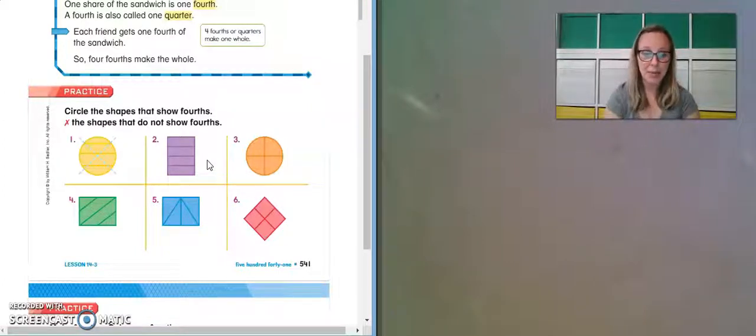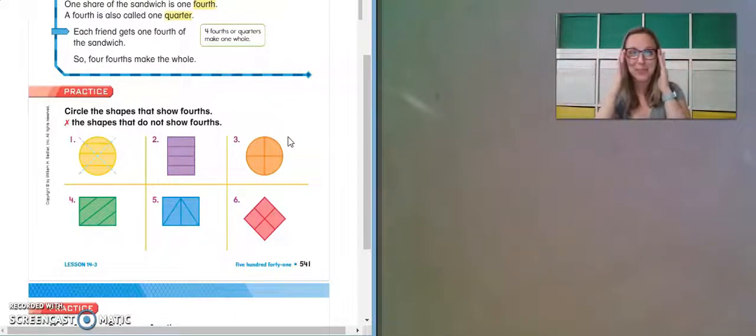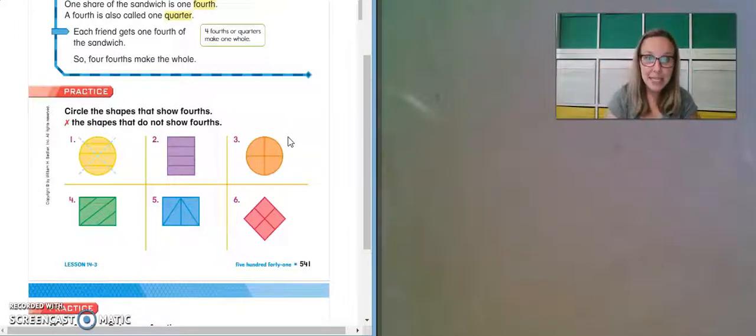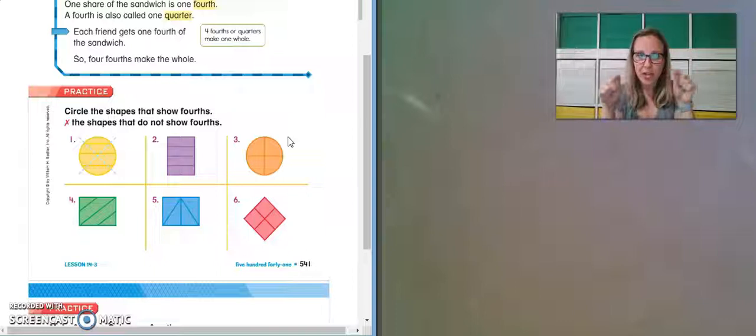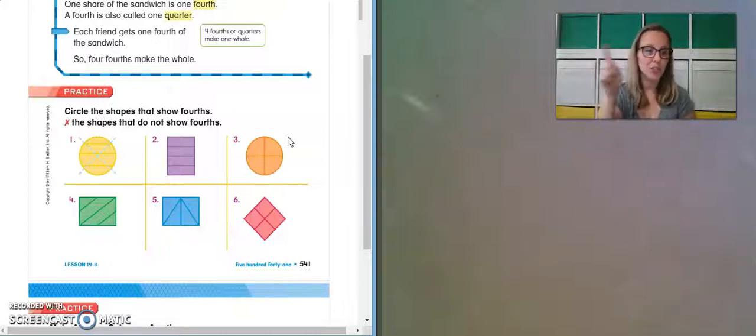Taking a look at number 3, we have this circle, and they have split the circle in half and then in half again. So we see that there are 1, 2, 3, 4 pieces, and each piece is shaped like a triangle with the curved outer edge. So they are all the same size and they all have the same shape. So we can say that those are equal shares. Those are fourths. So you can circle number 3.